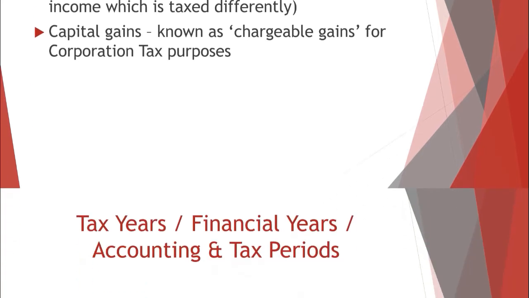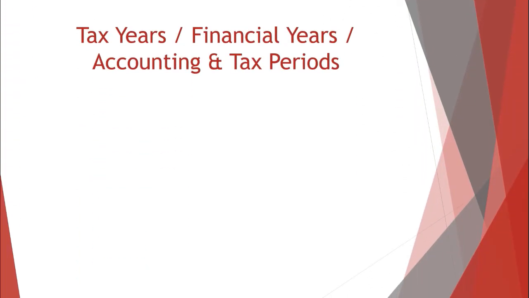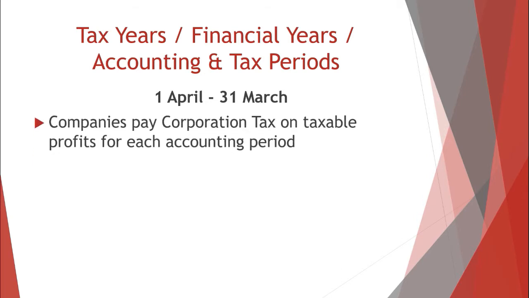For corporation tax purposes, the year is called the financial year or fiscal year and runs from the 1st of April to the 31st of March. This is different from the tax year for individual taxpayers, which runs from the 6th of April to the 5th of April. Companies pay corporation tax on taxable profits for each corporation tax accounting period.